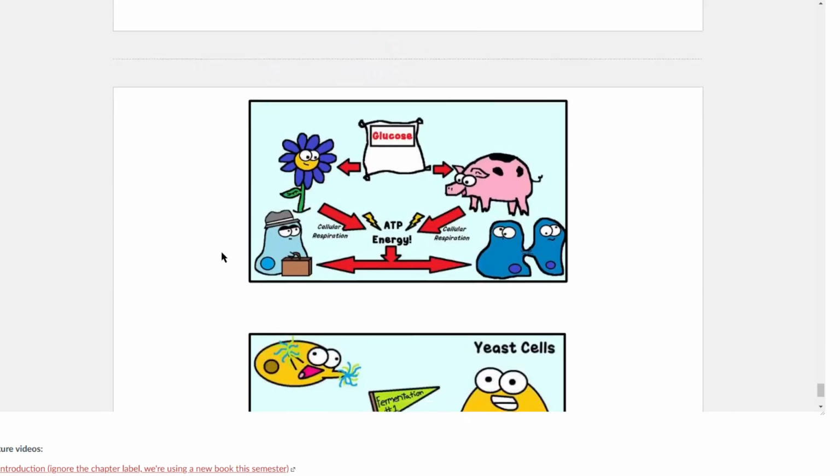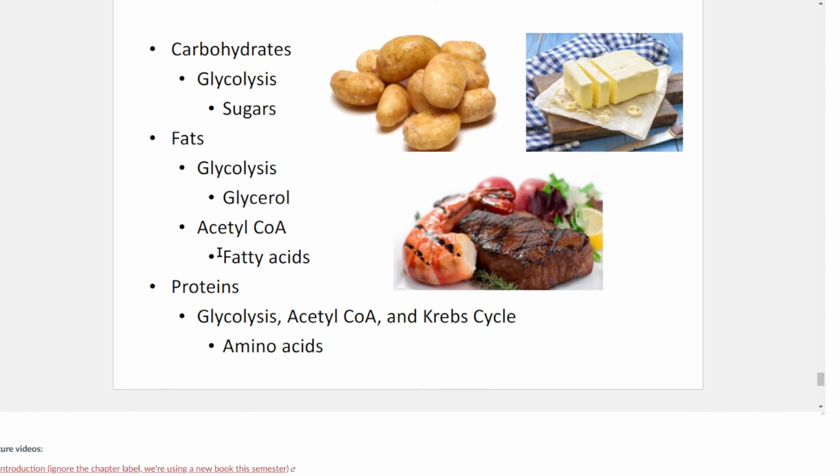And how do we get the stuff we need? Because we don't make our own stuff. We're not photosynthetic. We don't get our stuff from the sun. So how can we get it? We can get it from carbohydrates, which have the glucose we need for glycolysis. An example of a carbohydrate is potatoes.